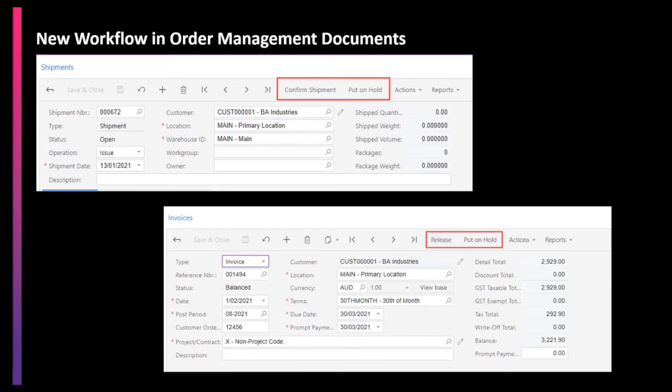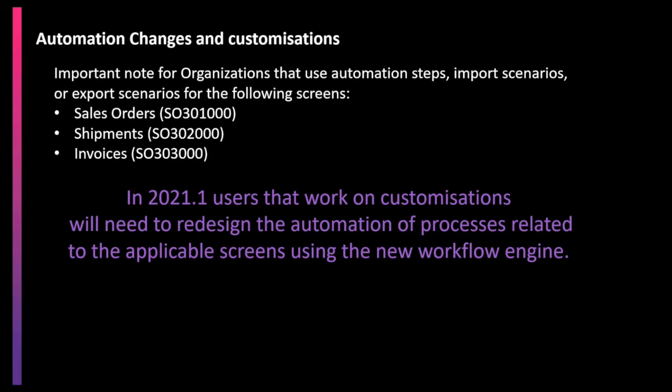The 2021.1 release notes contain a table outlining the actions preset to display on the toolbar for each screen's document type and status combinations. This is an important note for organizations that use automation steps, import scenarios, or export scenarios for the following screens. In 2021.1, users that work on customizations will need to redesign the automation of processes related to the applicable screens using the new workflow engine. There is a separate video that demonstrates how to use the workflow engine to do this.